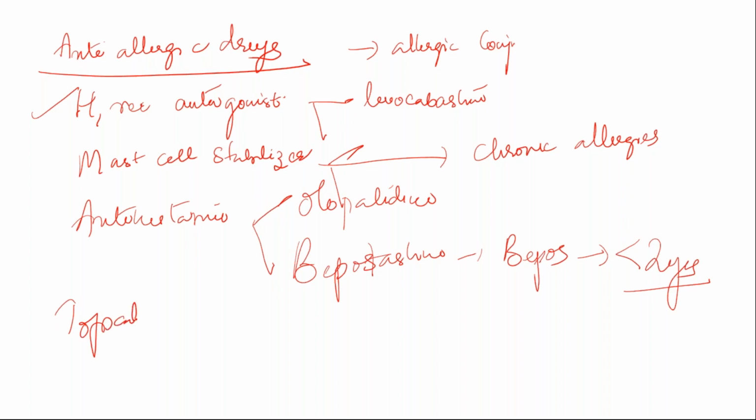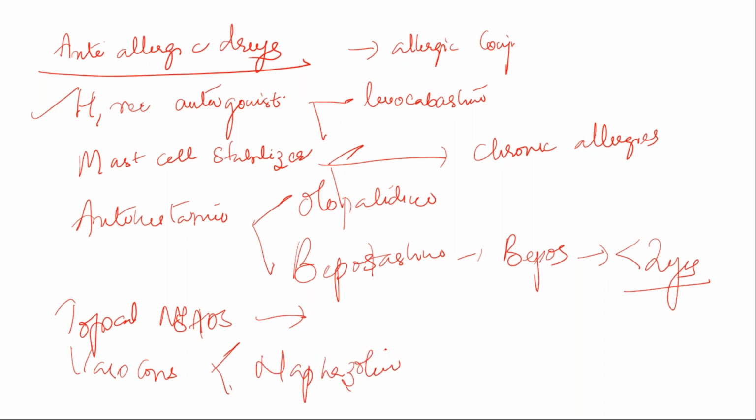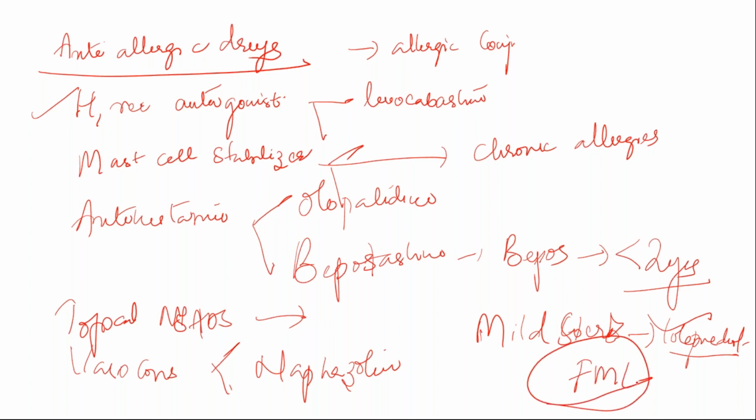So next one is topical NSAIDs. We already discussed topical NSAIDs. Why do you use NSAIDs? To reduce the inflammation, itching, all those things. Next one is vasoconstrictors. The most commonly used is naphazoline. Now next one is mild corticosteroids, also called weak corticosteroids. Loteprednol is the most common drug we use, and we also very commonly use FML, that is fluorometholone. This is a very important drug in ophthalmology for allergies.